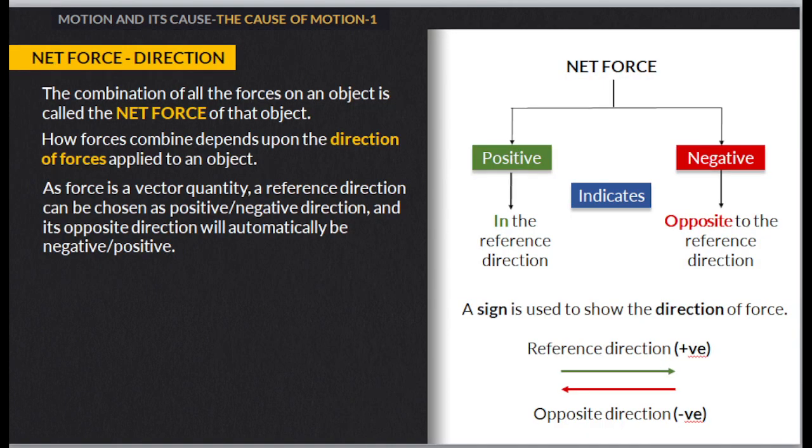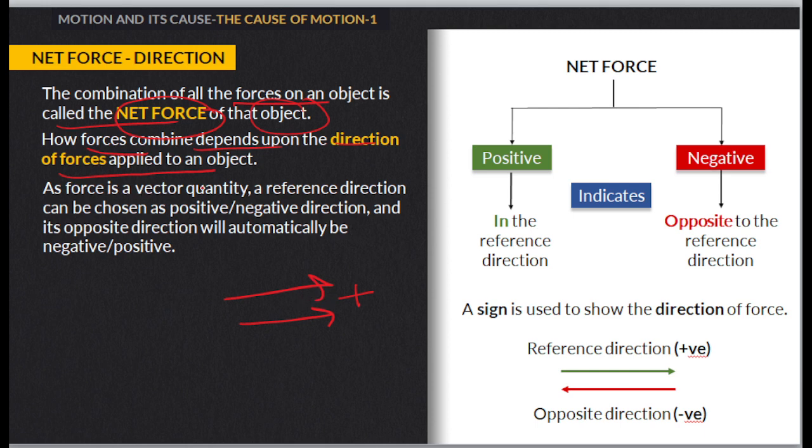Now, net force is nothing but the resultant force or the total amount of force. The combination of all forces on an object is called net force. How forces combine depends upon the direction of the force applied to an object. Like in the above case, Sam and Harry both were applying the force in the same direction, so we add them up. The forces that are in the same direction, we add them up.